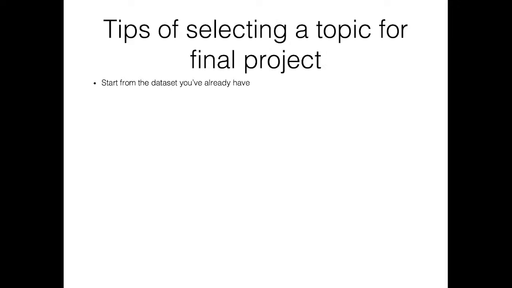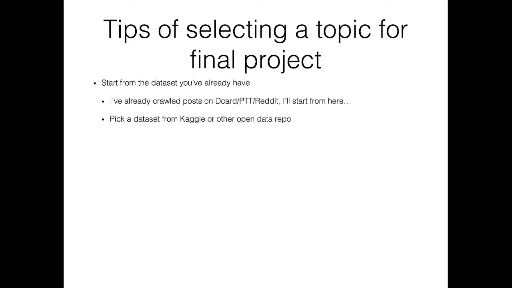Okay, in the last couple of semesters, many students were asking for tips for selecting a topic for the final project, and here are some of the tips. You could start from the dataset you already have. For example, if you crawled posts from some forums, you could start from there. If you know Kaggle, one of the most popular data science competition platforms, they provide a lot of open source datasets, and you could pick a dataset from Kaggle and start from there.